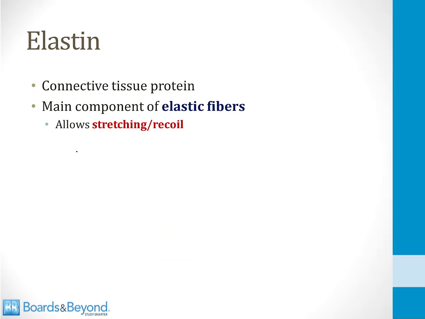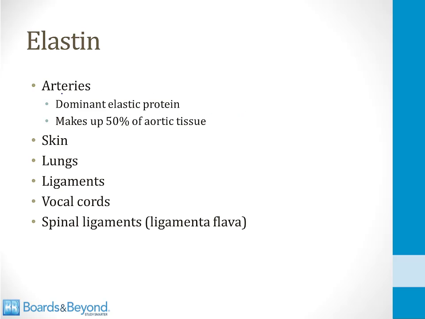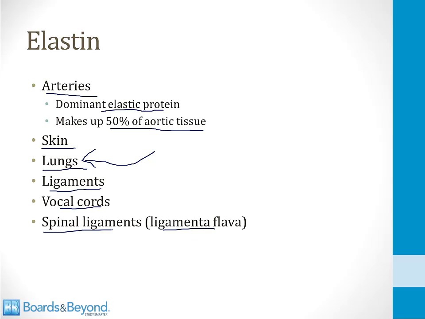Now let's move on from collagen and talk about elastin, which is another connective tissue protein, and it's the main component of elastic fibers that allows stretching or recoil of connective tissues. Elastin is a very important component of our arteries. It's the dominant elastic protein found in arteries, and it makes up 50% of the aorta. You can also find elastin in the skin, in the lungs, and remember the lungs because we'll talk later about an elastin disorder where there are problems in the lungs. You can also find elastin in ligaments, in the vocal cords, and in the ligamentum flava, which are ligaments you can find in the spine.